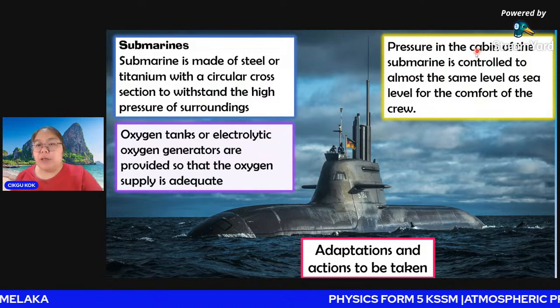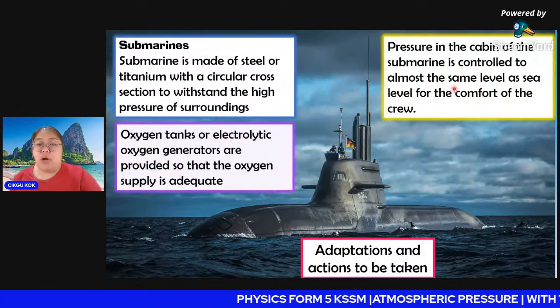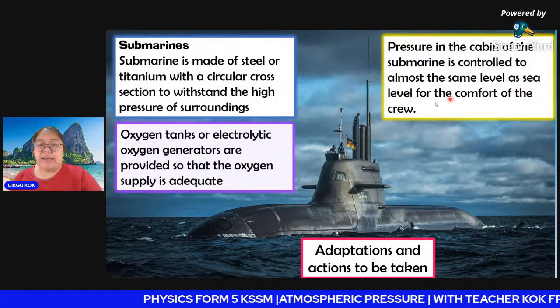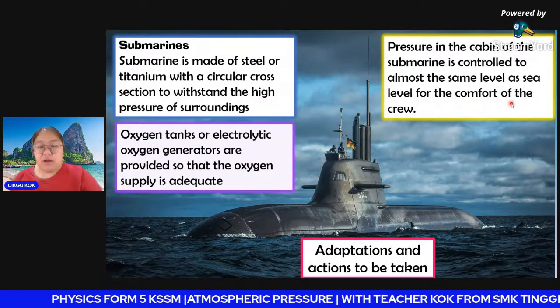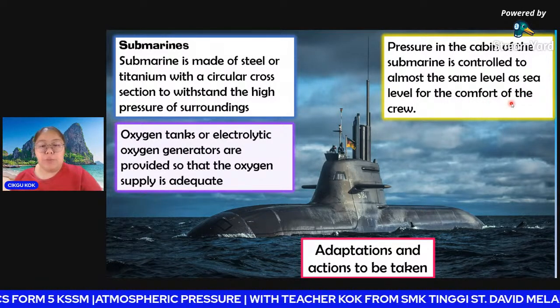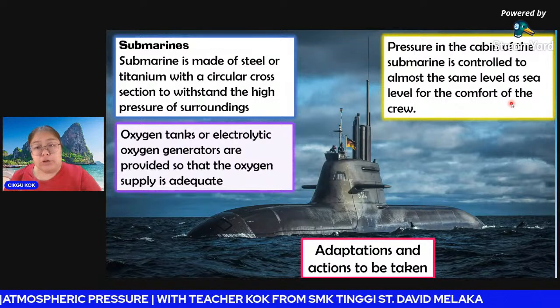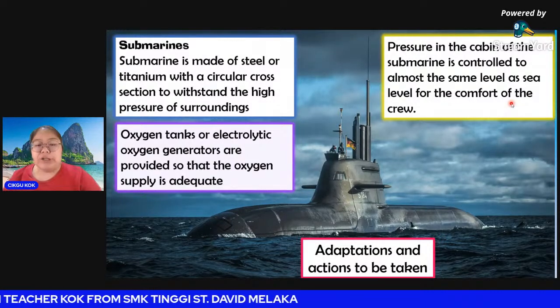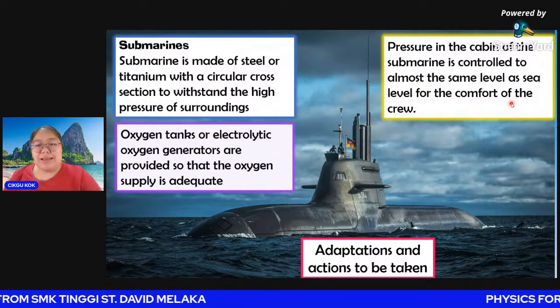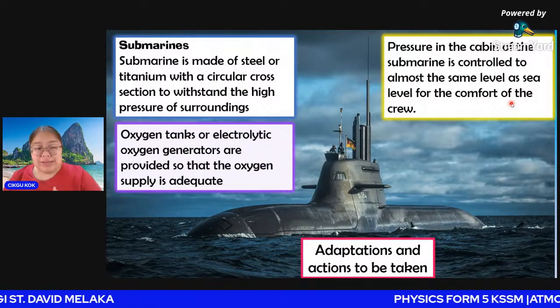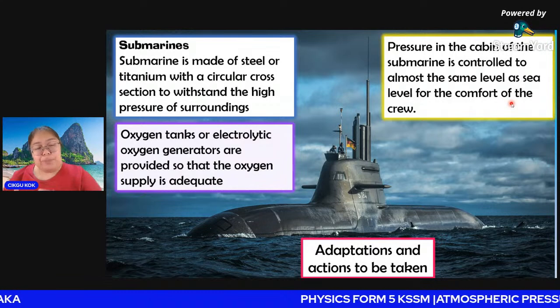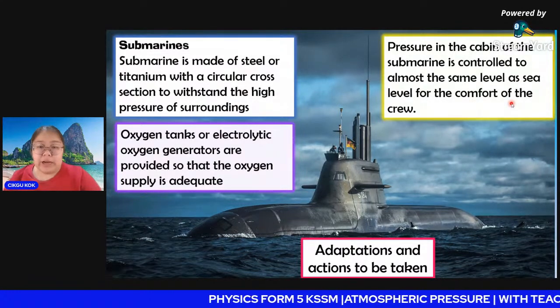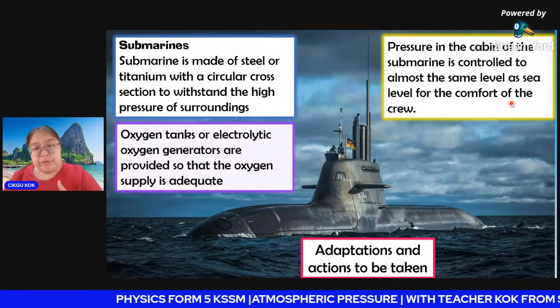Pressure in the cabin of the submarine is controlled to almost the same level as sea level for the comfort of the crew. So that means as they go down deeper and deeper, they need to control the pressure of the submarine, making sure it is the same pressure as sea level. So the crew inside the submarine will feel more comfortable. They do not suddenly change the pressure, which would feel very hard.